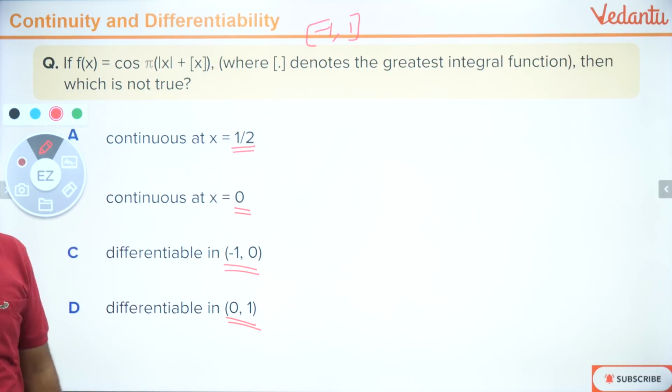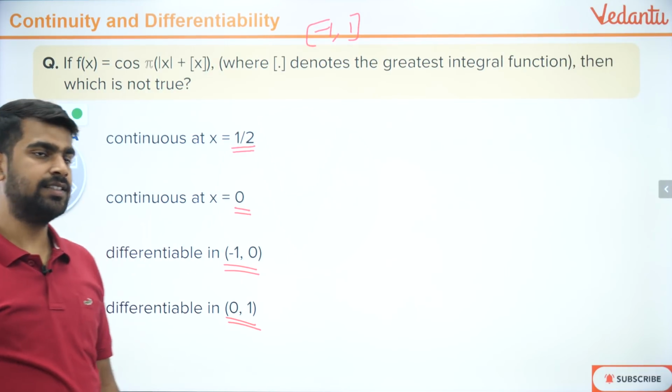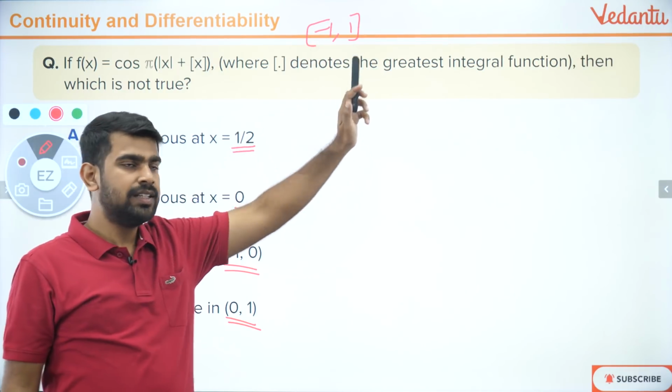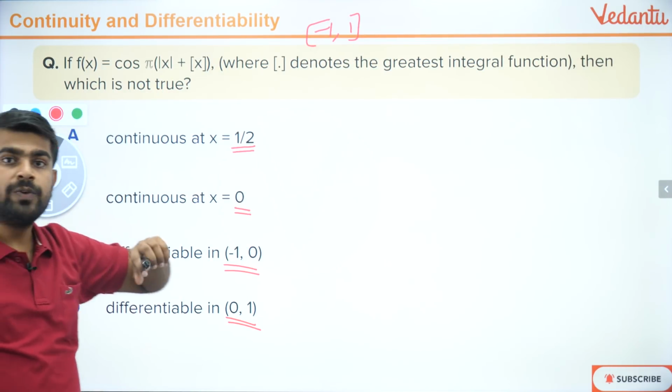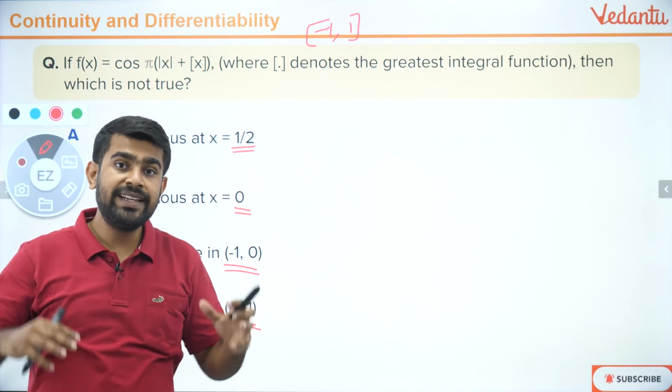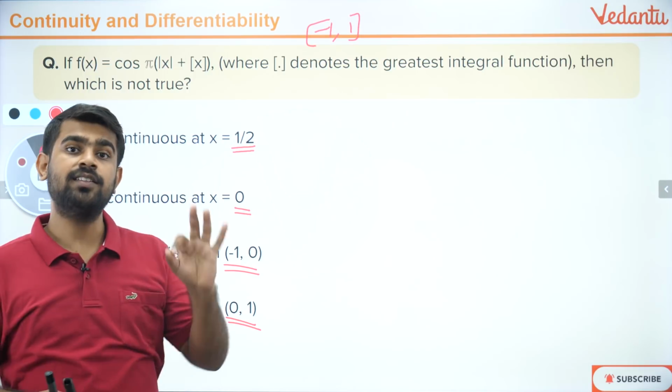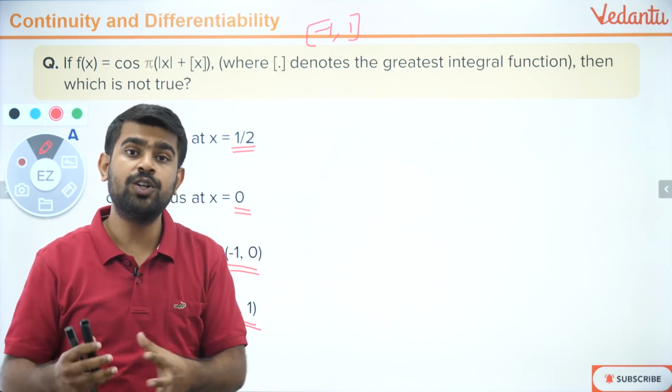This is the first wise decision you will take, because if you do not restrict your interval, this inside quantity will split into many piecewise defined functions. Are you all able to understand that? That is the beauty. That's how you reduce your solving time.